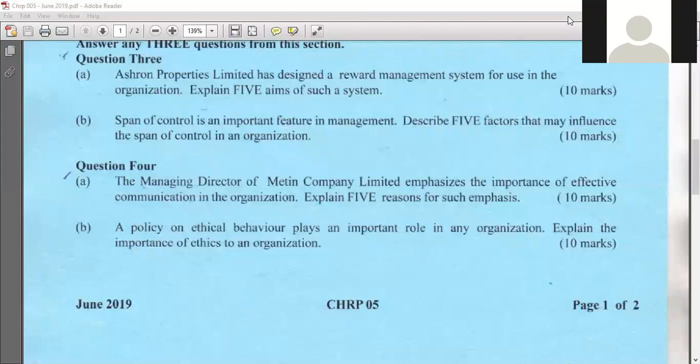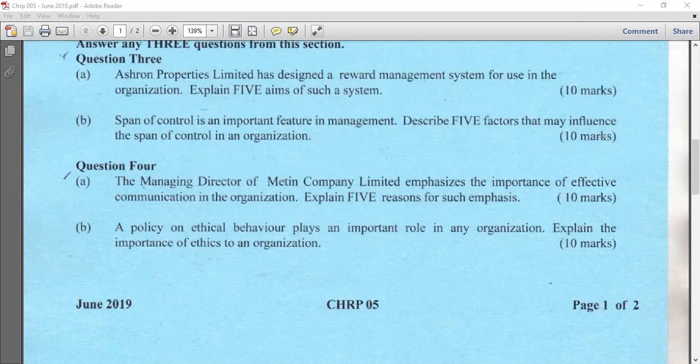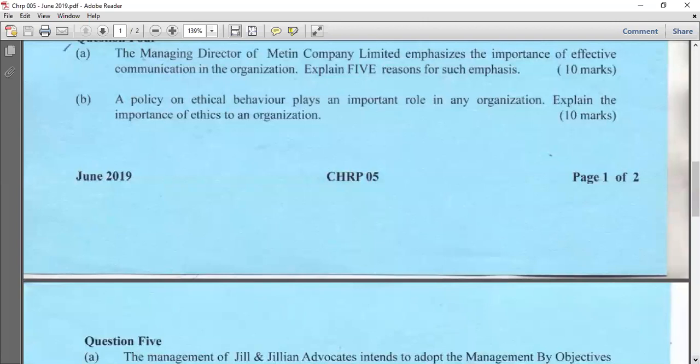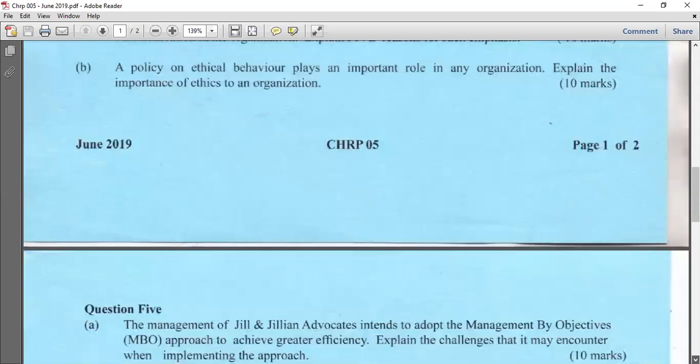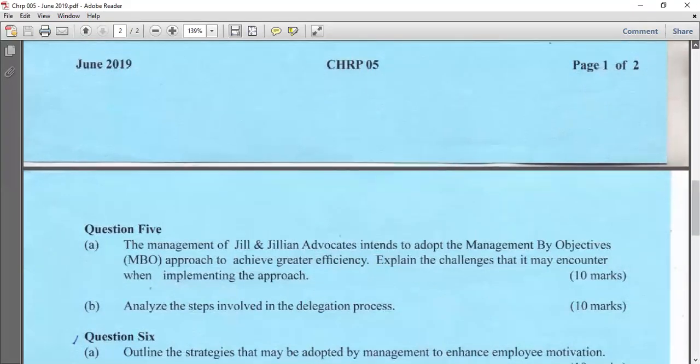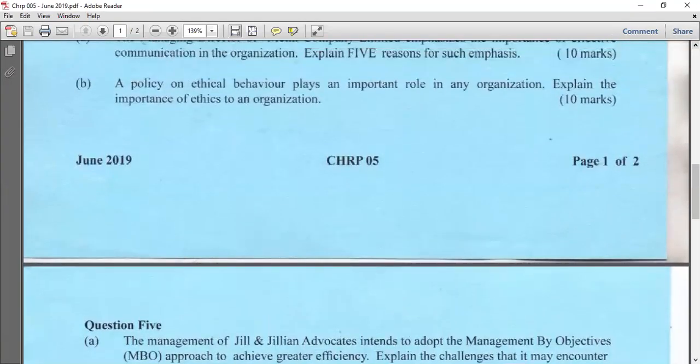So what benefits will accrue to an organization when there's ethics in the organization, in the manner of how the organization does things? So a policy on ethical behavior plays an important role in any organization. Explain the importance of ethics to an organization. So we are looking at why ethics is important in the organization.